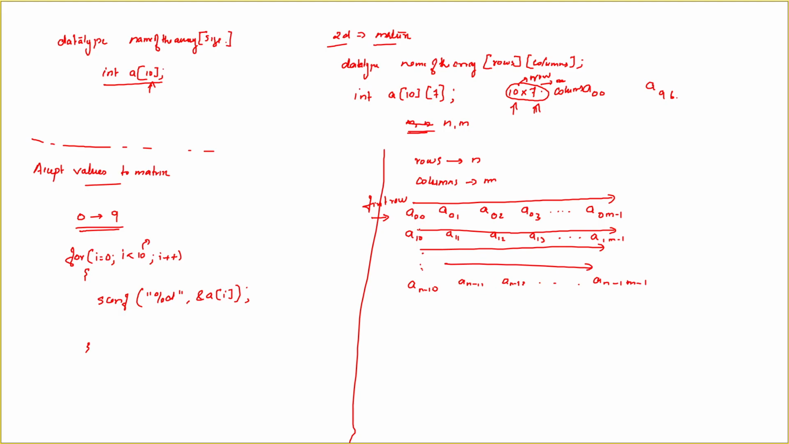In a matrix, the first element is a of 0, 0, the second element is a of 0, 1, then 0, 2, 0, 3, up to 0, m minus 1. Then the next element is a of 1, 0. You all have learned about inner for loops, or nested for loops. I have already taught you about nested for loops.